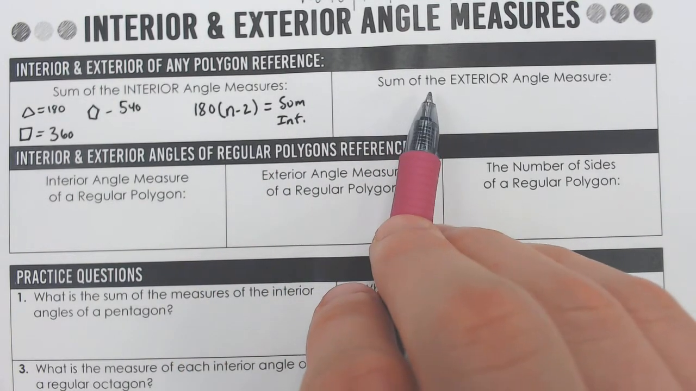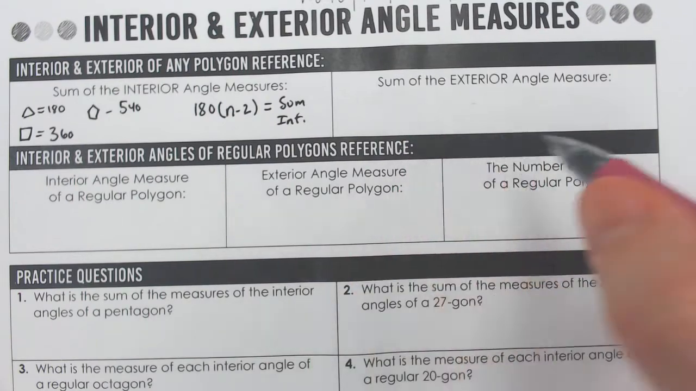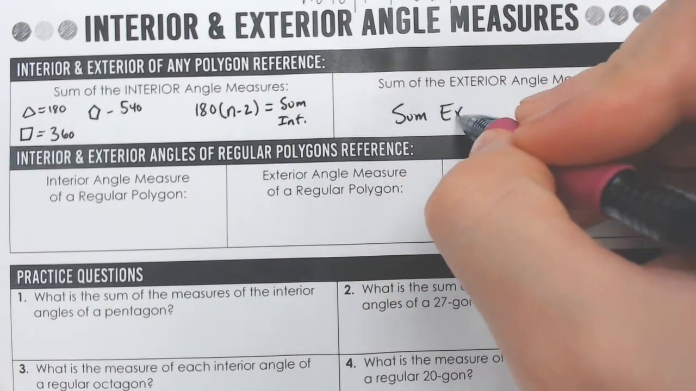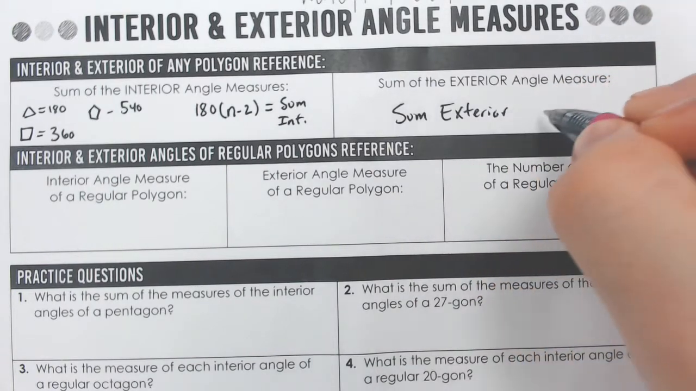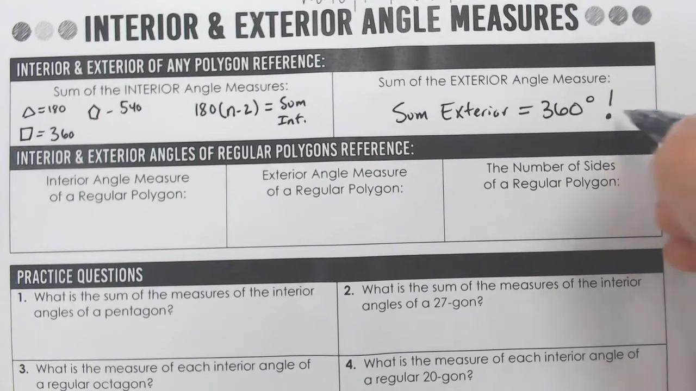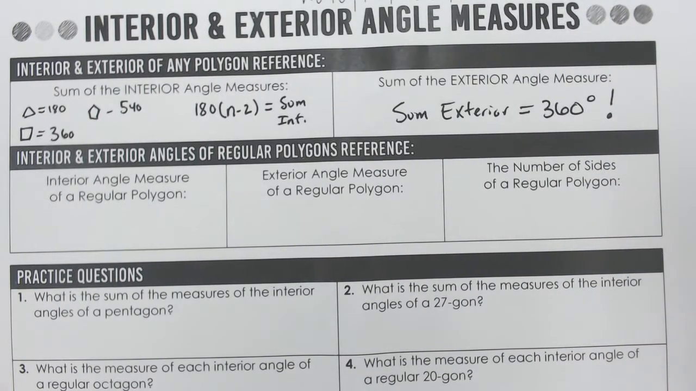The exterior angles are even easier. The sum of the exterior angles, all the exterior angles, no matter how many sides, is always going to be equal to 360 degrees. Every time it will equal 360.